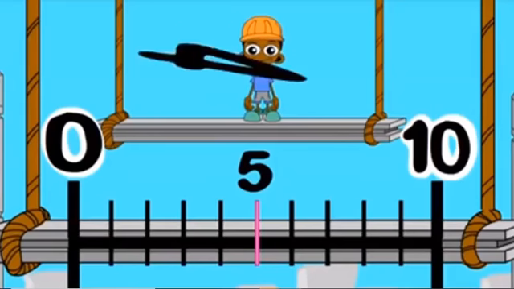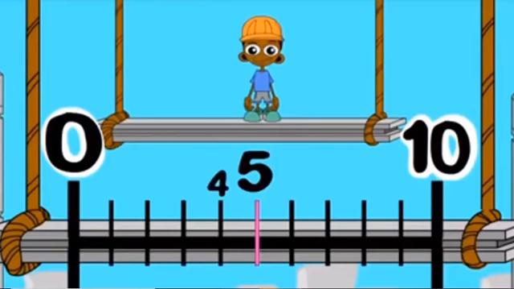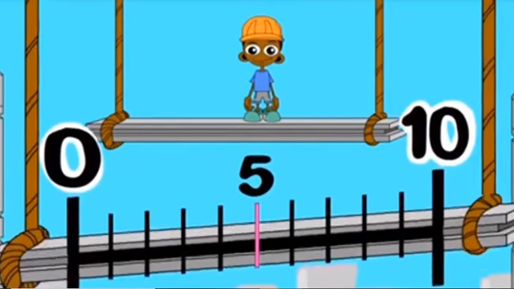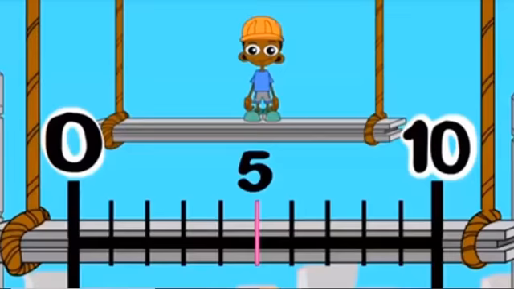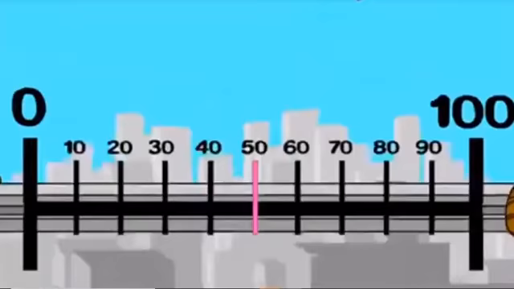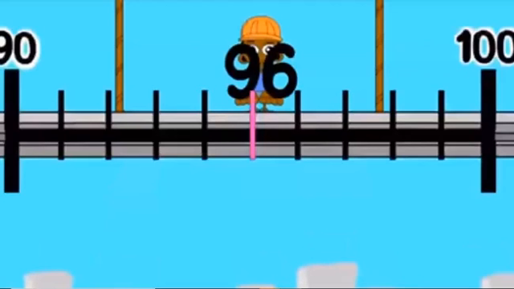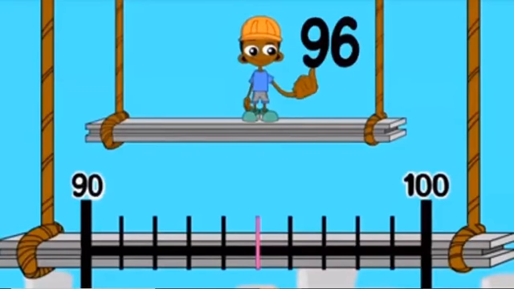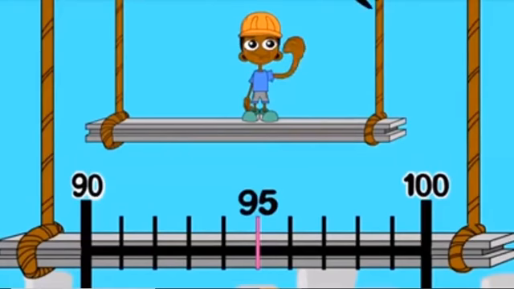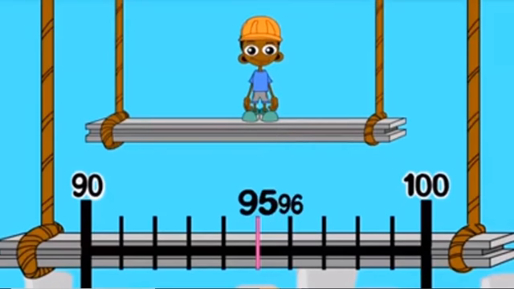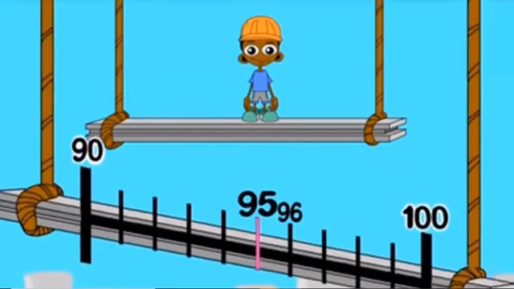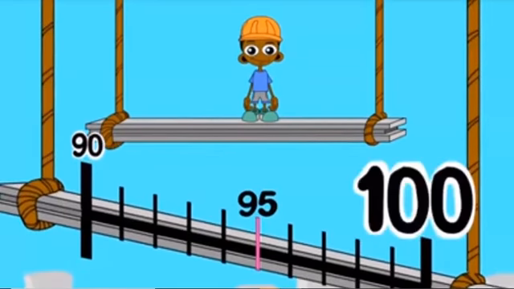any number to the 4 is less than 5. So, to the nearest 10, 4 rounds down to 0. And sometimes the nearest 10 is 100. Look at 96. The benchmarks are 90 and 100. The midpoint is 95. 96 is greater than 95. So, to the nearest 10, 96 rounds up to 100.